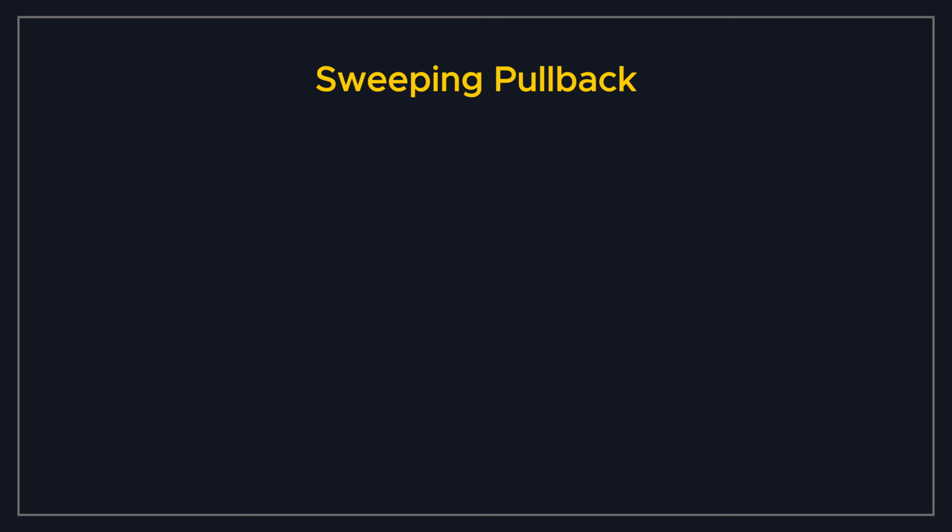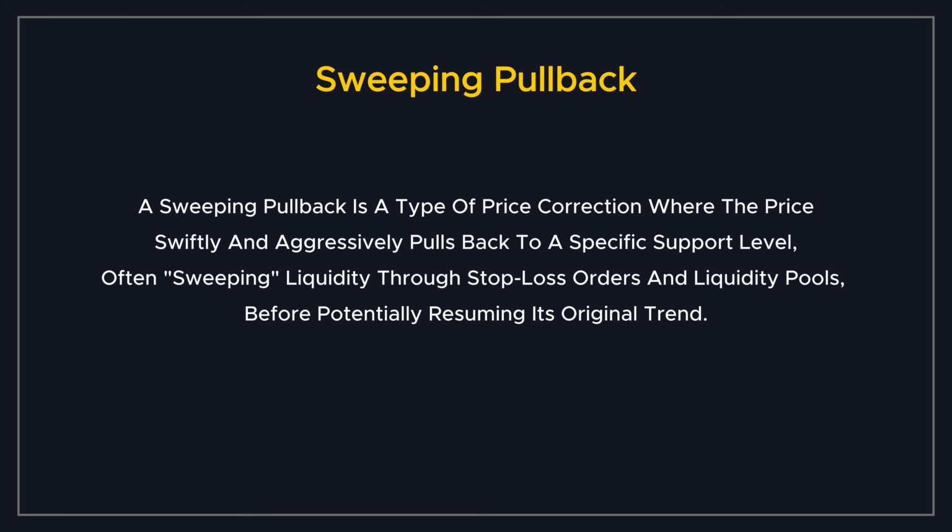Next we have the sweeping pullback. A sweeping pullback is a type of price correction where the price swiftly and aggressively pulls back to a specific support level, often sweeping liquidity through stop-loss orders and liquidity pools, before potentially resuming its original trend.